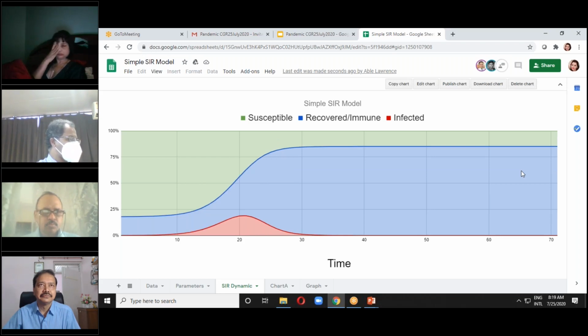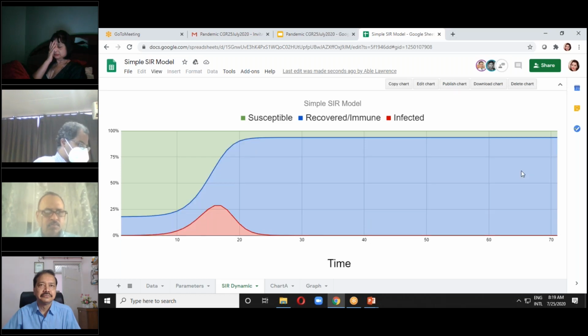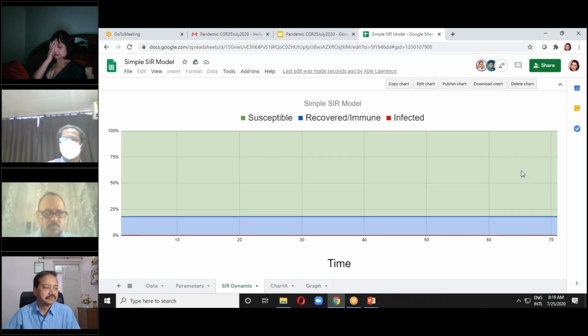And what if you reduce the number of people you meet? Reducing the number of people you meet also flattens the curve. Same by introducing masks. So each of these interventions can reduce the epidemic.